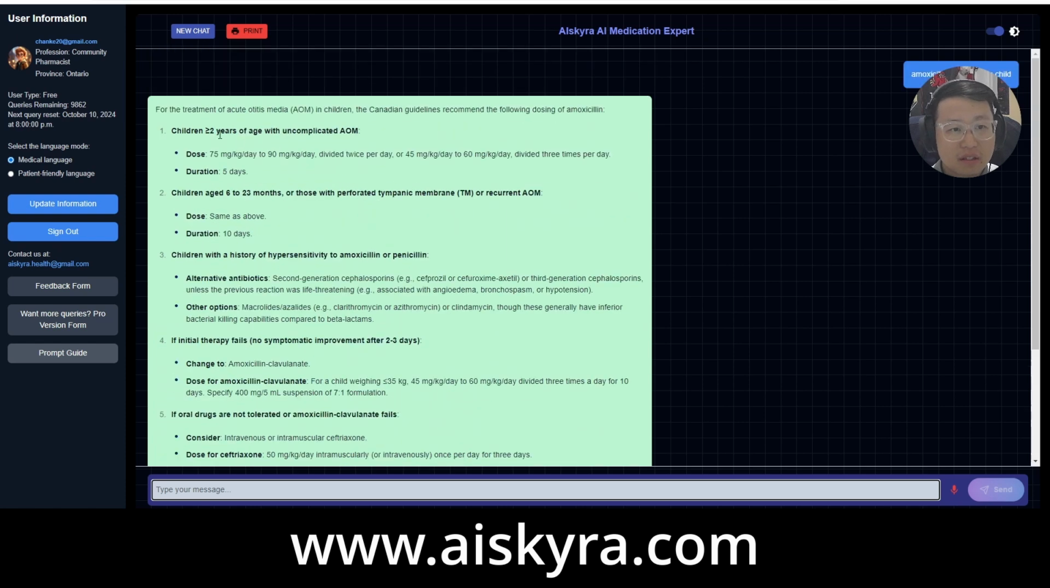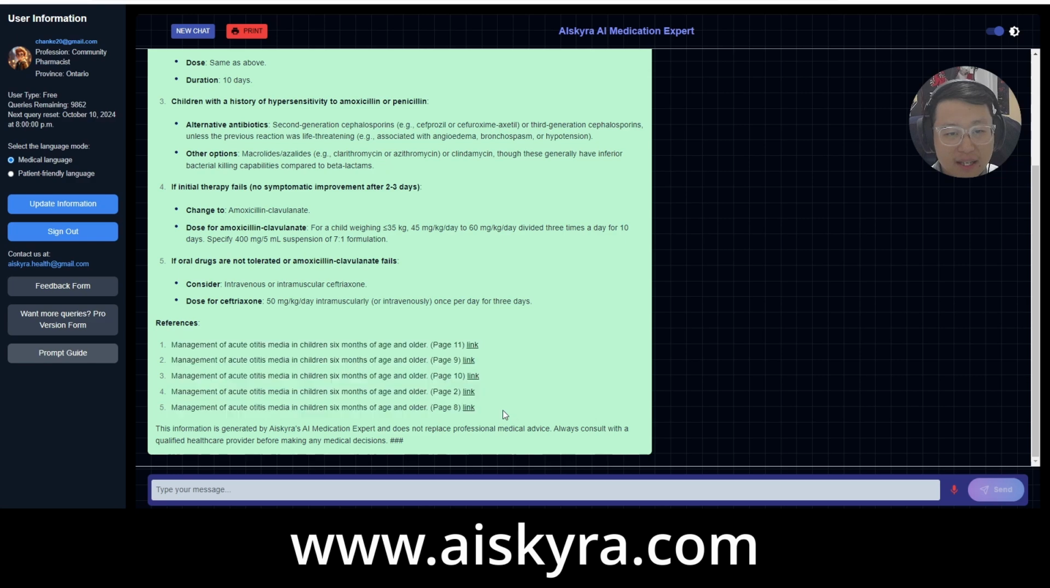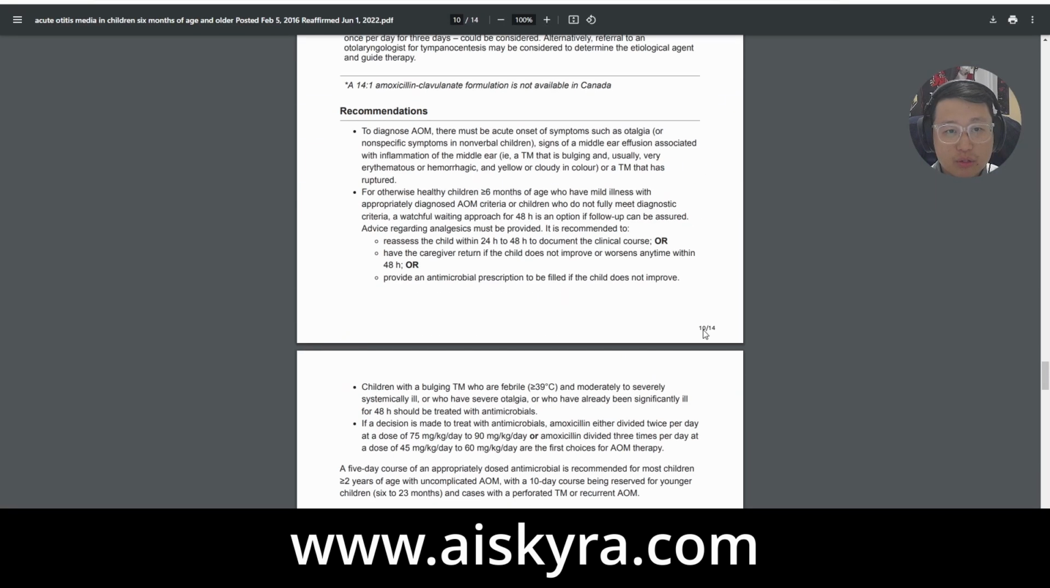Okay, so you can see here, child over 2 years of age, the suggested dose is between 75 to 90 milligrams per kilogram per day, divided twice a day. Now, if you want to take a look at any of the references, you could click this, and it'll actually pull you to the reference.